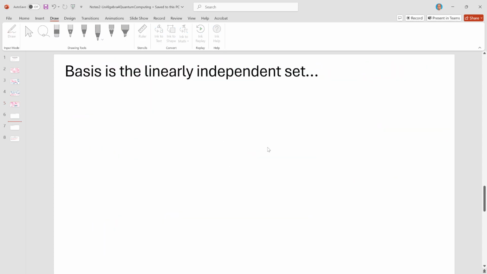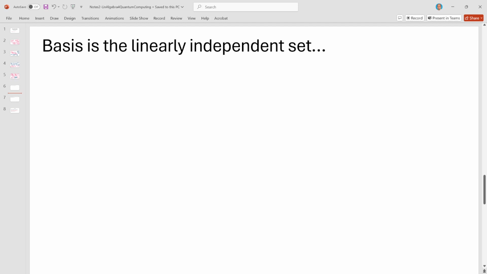Okay, so let's now go and define the basis of a vector space, or basis of a Hilbert space. The same thing, because all Hilbert spaces are vector spaces. So in a vector space, there can be many vectors.